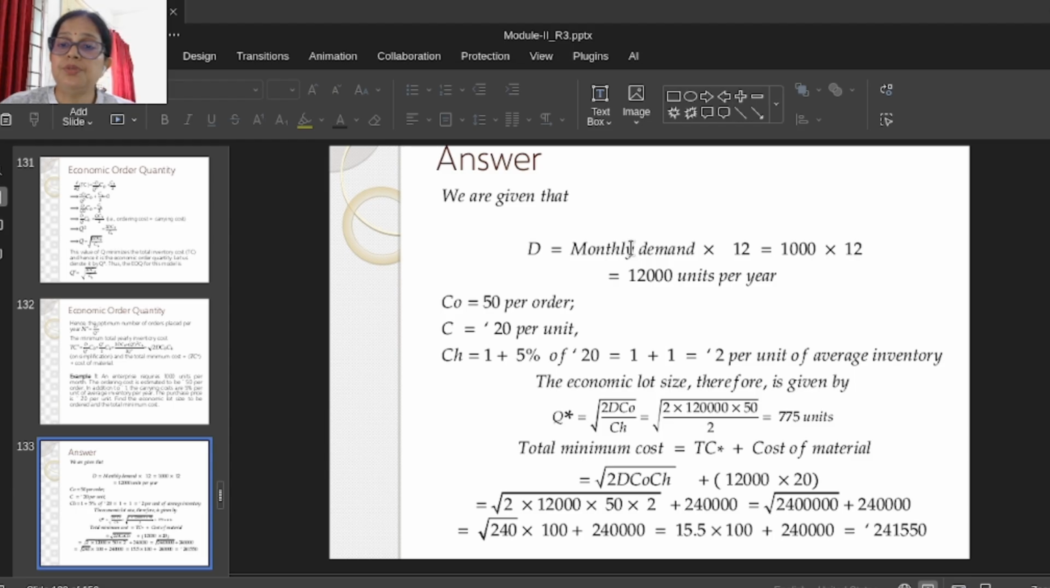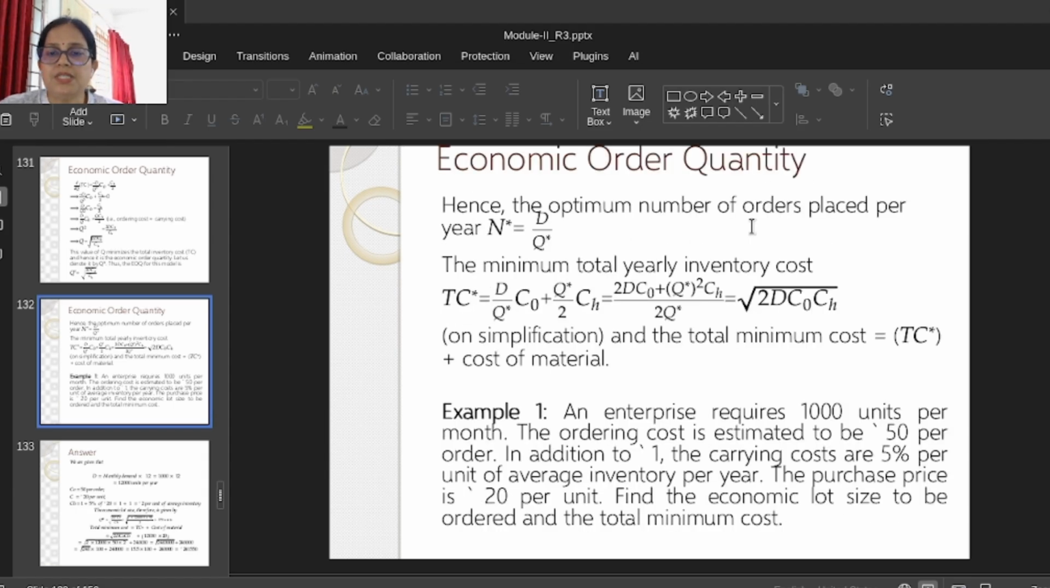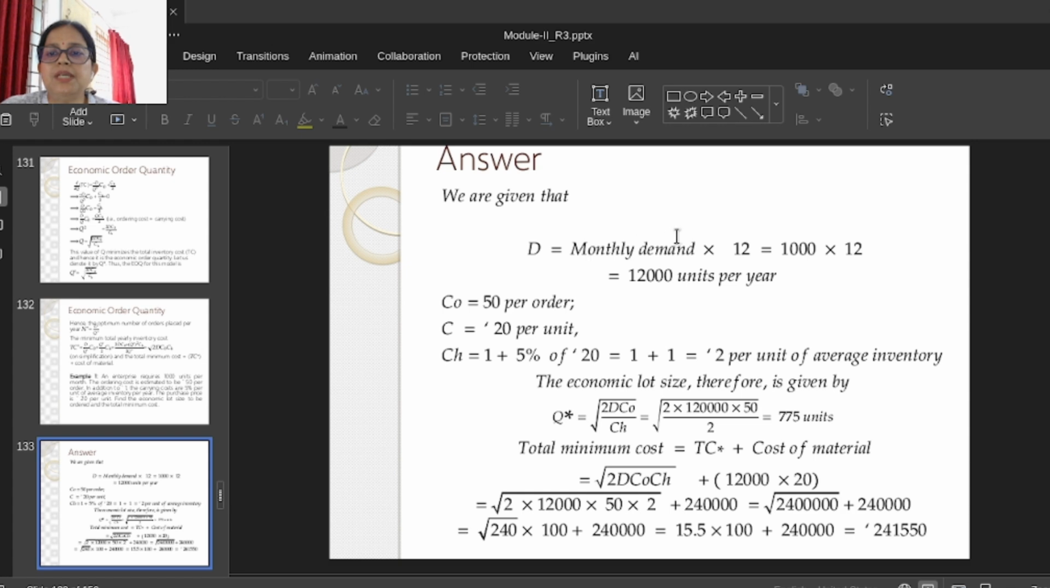Here, see how we are going to solve it. What is given in the question? First thing, to solve a question, you write down what is given in the question. If you write what is given, then half of the problem is solved. So, an enterprise requires 1000 units per month. Here, per month demand is given, not the annual demand, so we need to calculate the annual demand. D equals 1000 into 12, that is 12,000 units per year.